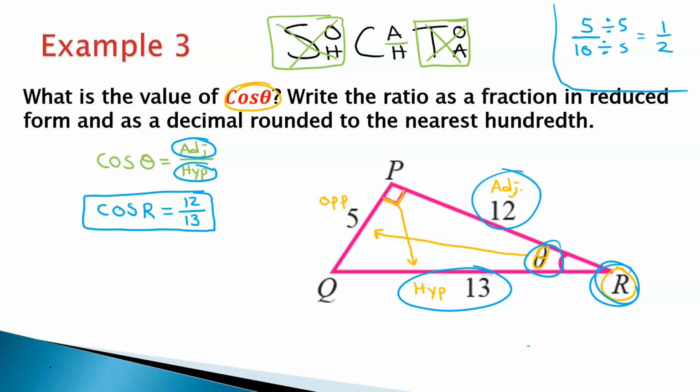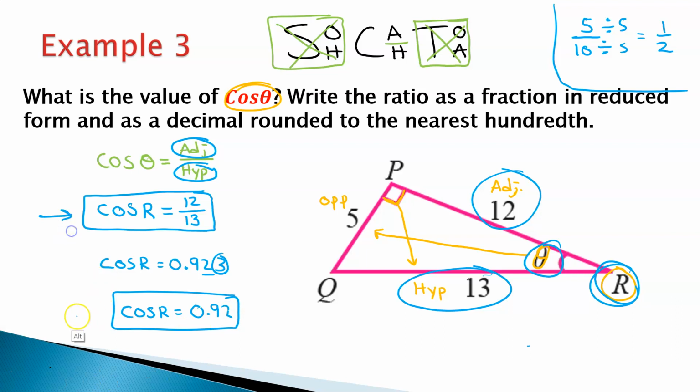Let's actually divide that to give the decimal. 12 divided by 13 is equal to, cosine of R is equal to 0.923. We take a look at the 2, that's the hundredths place. Take a look to the right of it. That's a 3, so we're going to let it rest. Cosine of R is equal to 0.92. We don't round up, we leave it as 0.92. Again, there's your ratio in reduced form. There is your decimal. All right, guys.